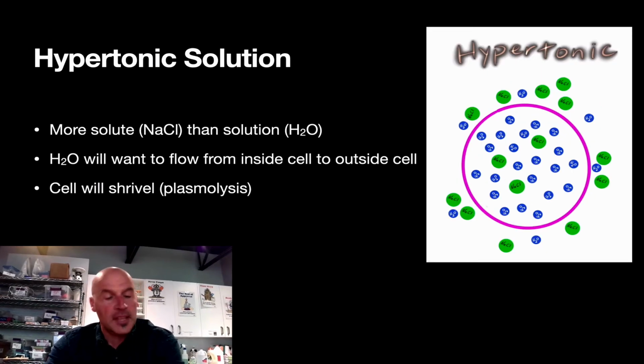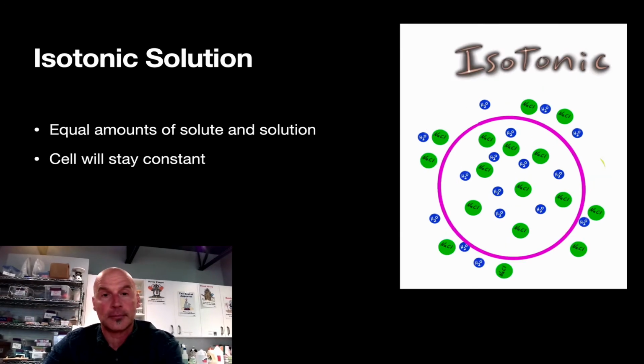Hypertonic solution. This is when you have more solute, in this case NaCl, than in the solution of water. So the water is going to want to flow from inside the cell to the outside of the cell. If you look here, there's more salt on the outside, so the water is going to want to flow from inside the cell into the hypertonic solution. This is going to cause the cell to shrivel, otherwise known as plasmolysis.